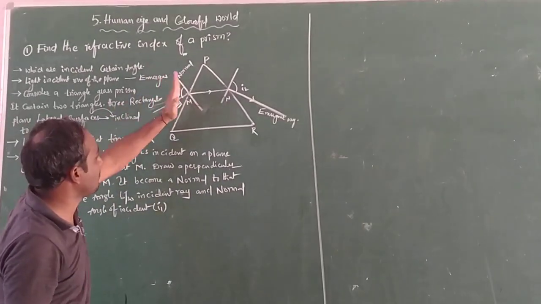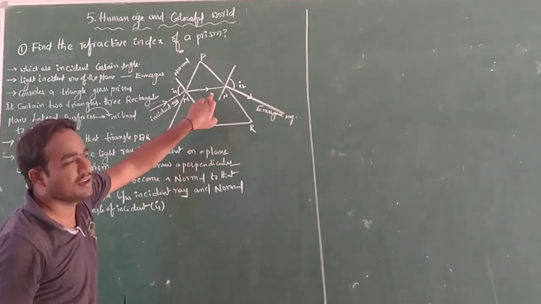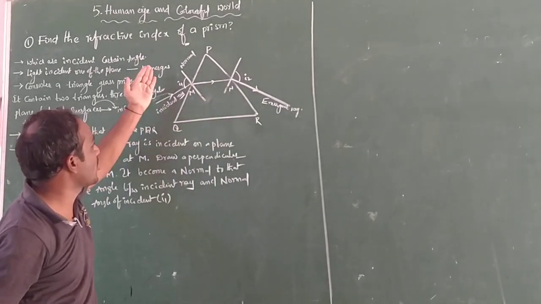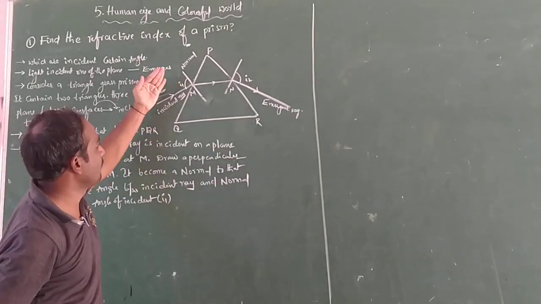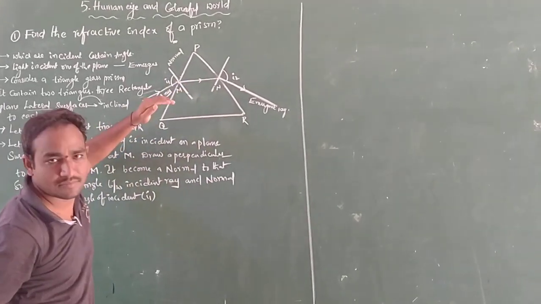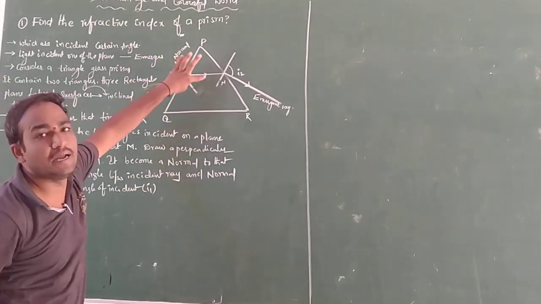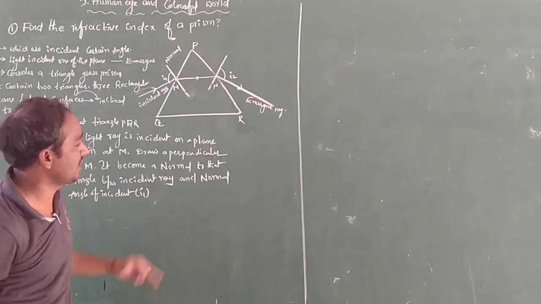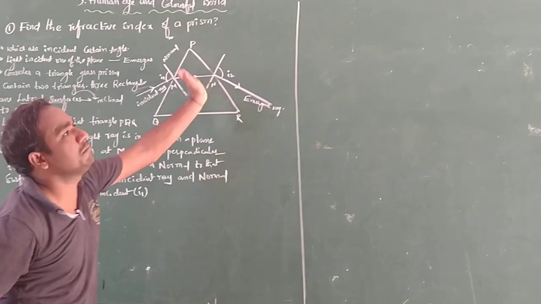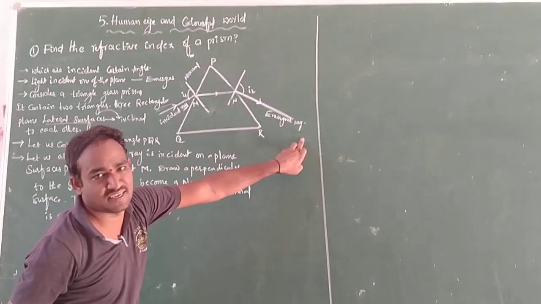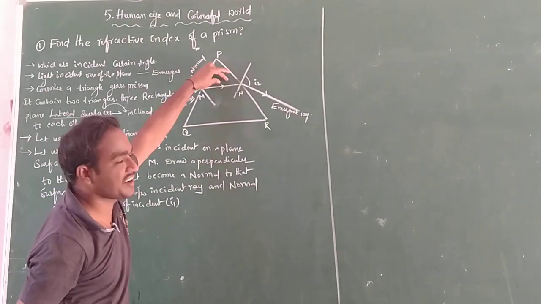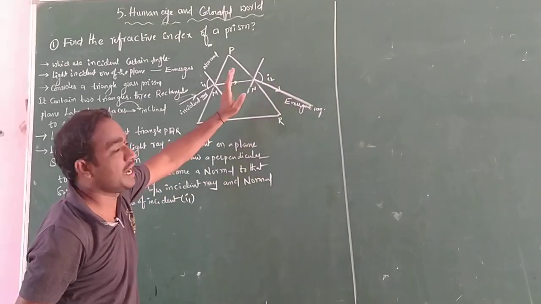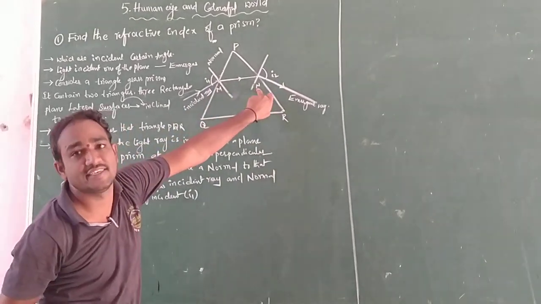After that, when the ray changes medium, that is refraction. What is the property of refraction? When we change the medium, the ray will be bent, so the path of the ray will be changed. That is known as refraction. After that, it comes out of the prism, that is the emergent ray. Incident ray, refracted ray, emergent ray. The emergent ray comes out from the prism at the point N.